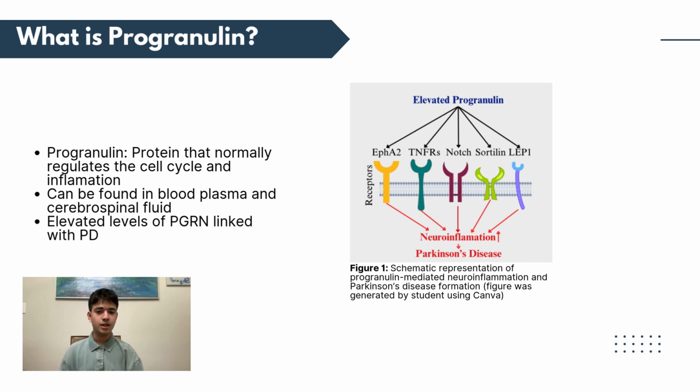On the right, you can see a graphic detailing how elevated progranulin levels can end up leading to Parkinson's disease. So, progranulin normally binds to these five receptors that are shown. However, elevated progranulin levels can lead to overbinding of these, which can eventually lead to neuroinflammation and then Parkinson's disease.